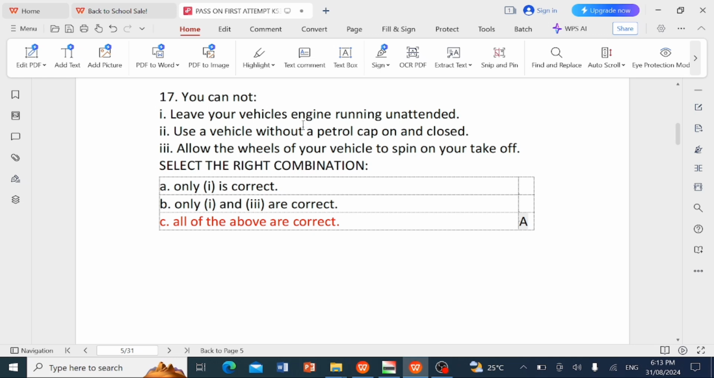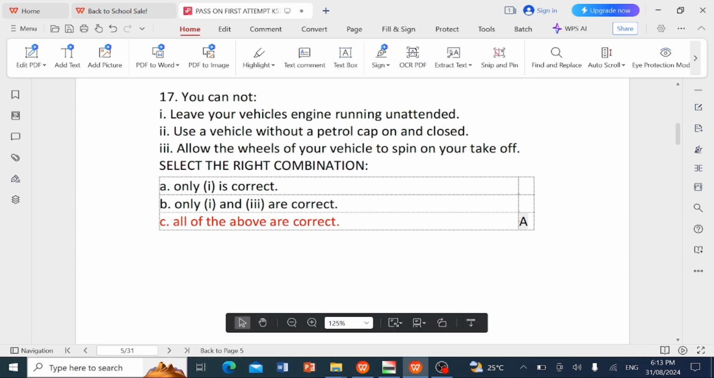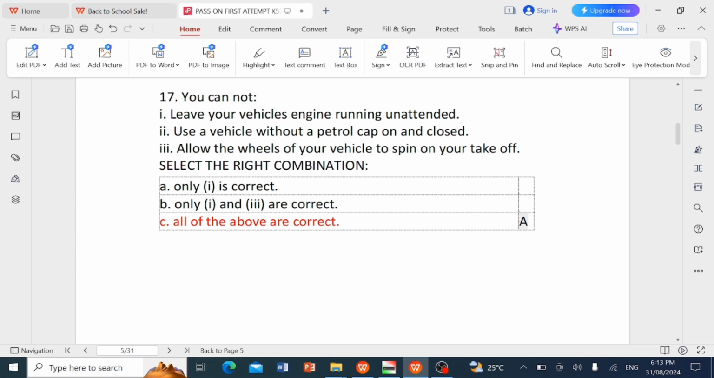B, use a vehicle without a petrol cap on or closed. So here we are probably saying that you are at a fuel station, the fuel attendant filled in your vehicle, and maybe you were in a hurry, you left without closing the fuel cap. So that will do many things to your car. Maybe it is raining, water will pour in there. We also have dusty particles that will enter in there. So a lot of things can happen, a lot of contaminants can contaminate your fuel. So you might want to avoid that at all costs. So definitely the second one is correct.